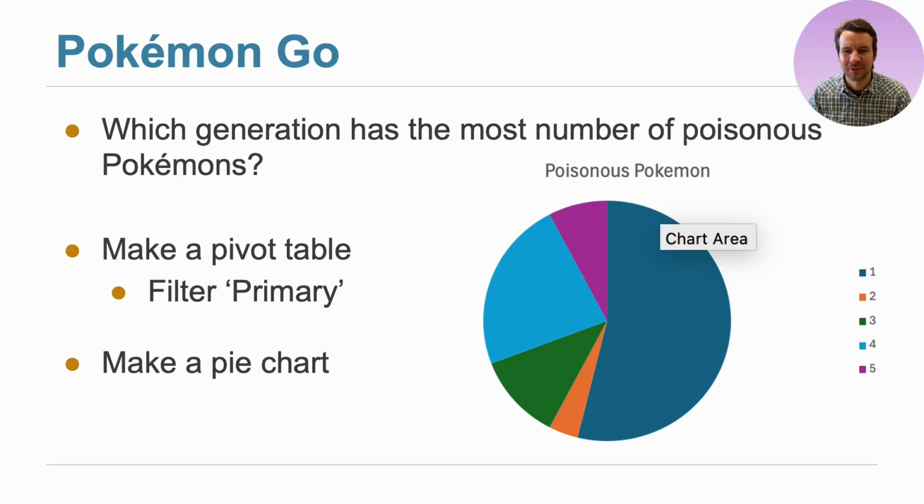The next thing we'll try to visualize is to use a pie chart to see which generation has the largest number of poisonous Pokemons. So you can continue with the pivot table you already have from the previous exercise and just modify it around and create a pie chart. Pie chart is nice if you want to show proportions, how many of each thing there are if you have several types.